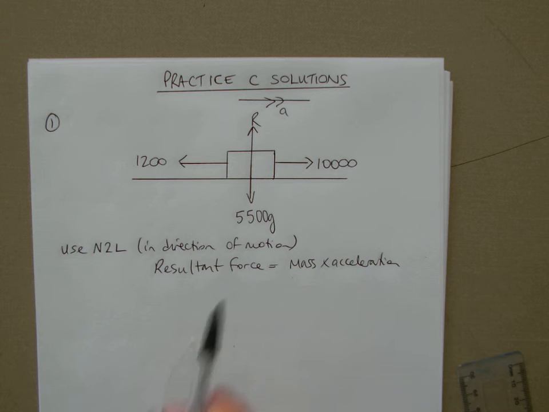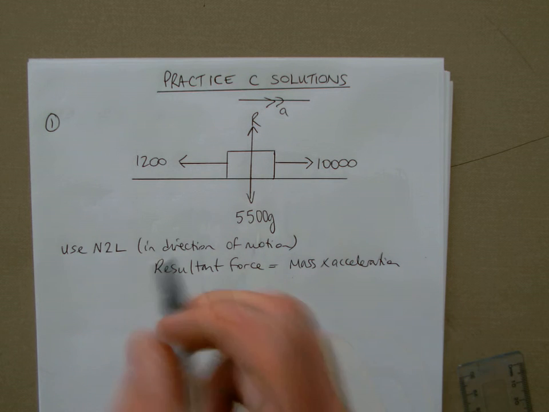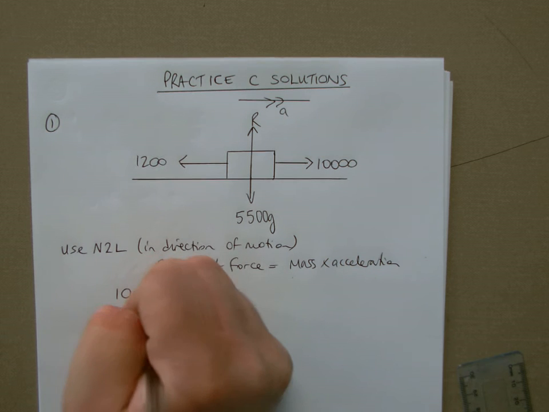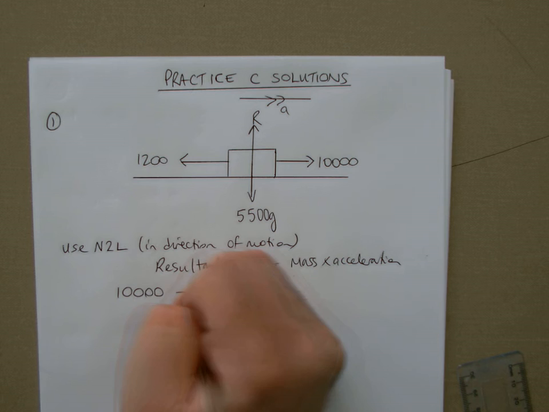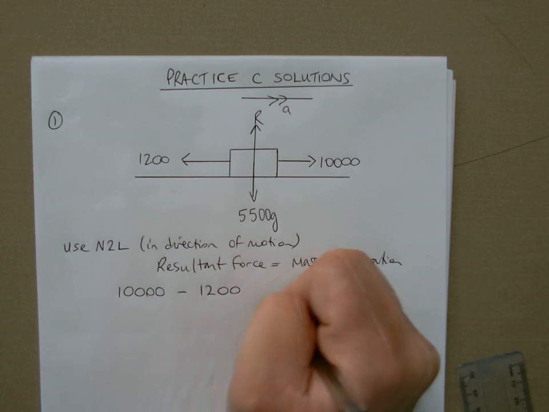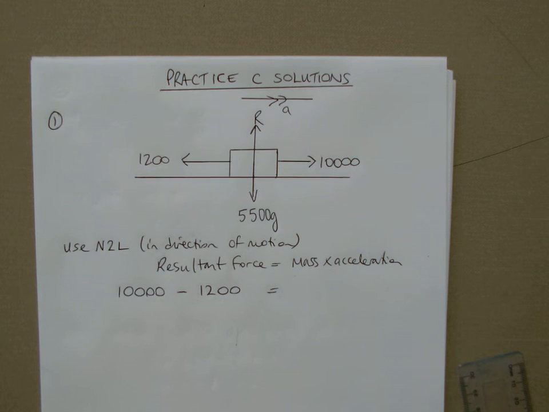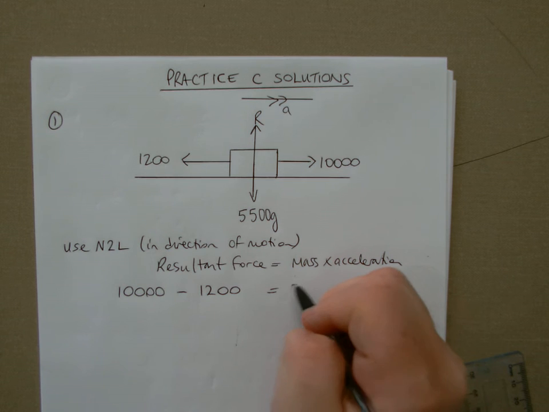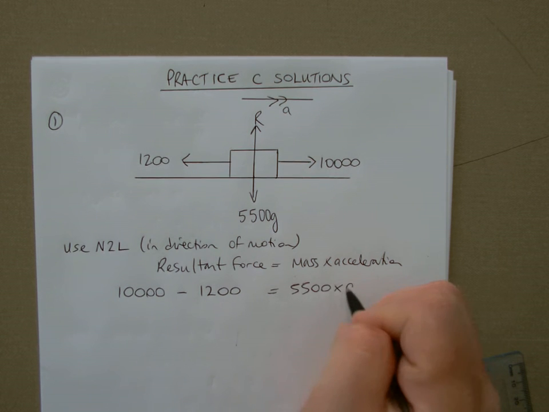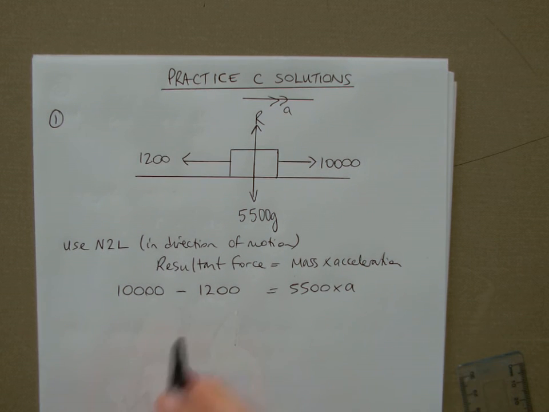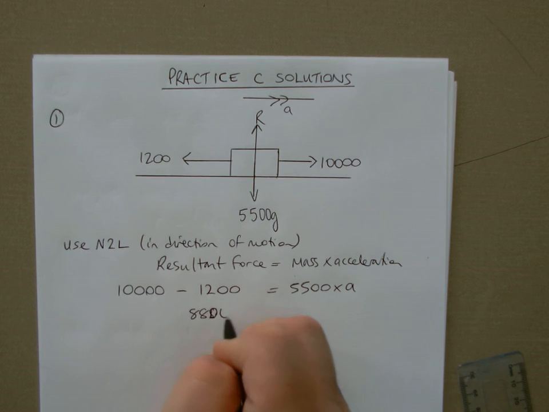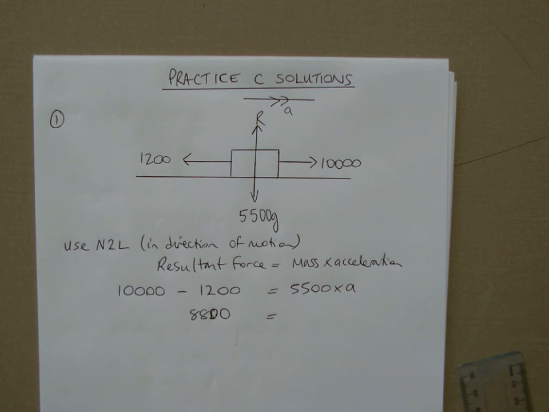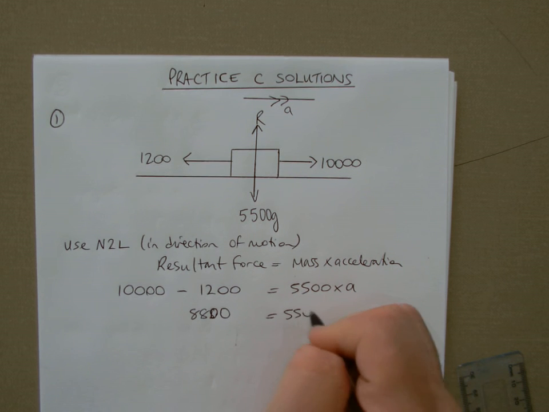So the resultant force, well, the overall effect is the resultant force, isn't it? So it's not just going to be 10,000, because that is the driving force. But remember now there's a resistance force pulling back at it, so we're going to take that away from it. So the overall effect will be less than 10,000. That equals mass, which is 5,500, times the acceleration. So I work this out on my calculator, I get 8,800. That will be the resultant force.